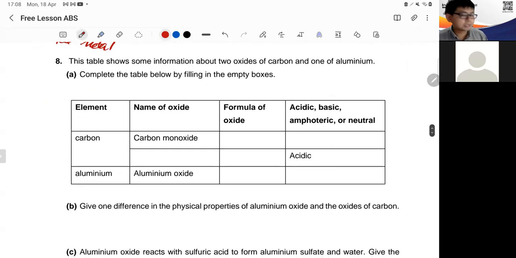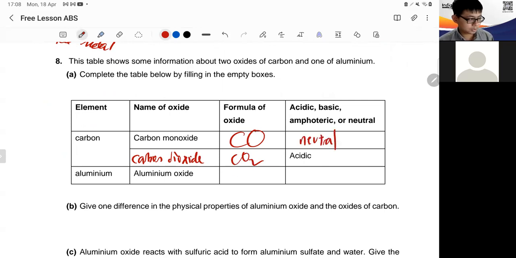Okay, question 8. Just fill in the blanks for all these things. Carbon monoxide is carbon monoxide, one O only. The other oxide is carbon dioxide. It is neutral for carbon monoxide, we just learned that. Aluminium oxide is like that, and it's one of the three that are amphoteric.